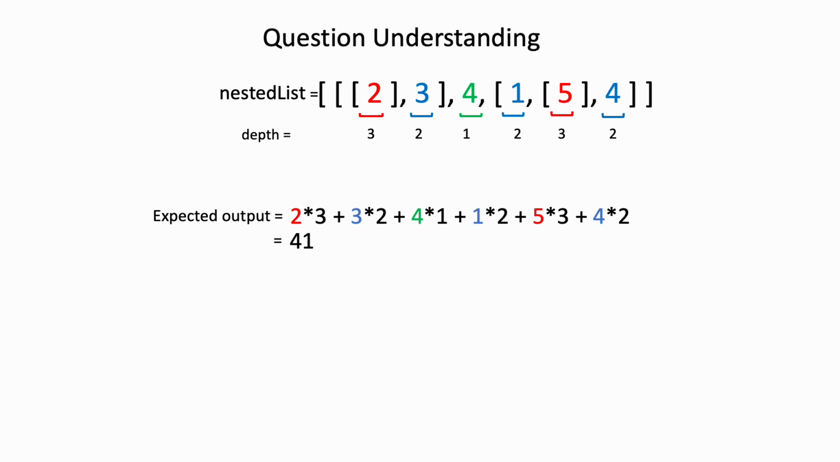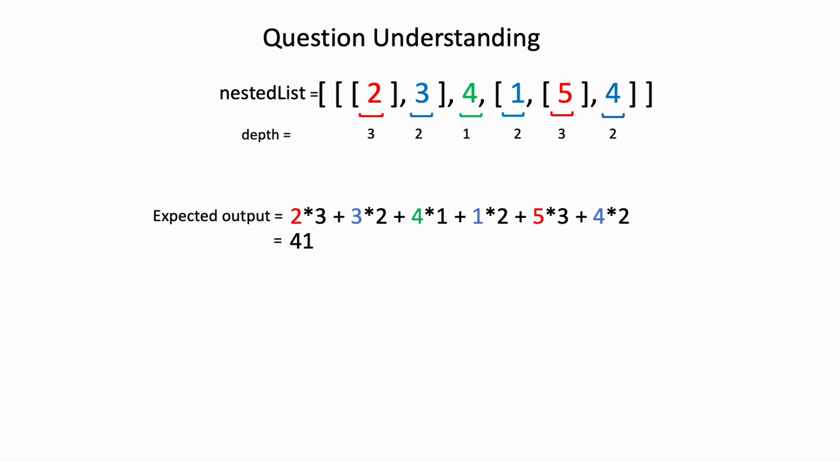The expected output of this test case will be 41 because when we add the multiplication of each single integer element by its depth, we get 41. In this example, the red integer elements are at depth 3, blue integer elements are at depth 2, and green integer elements are at depth 1.